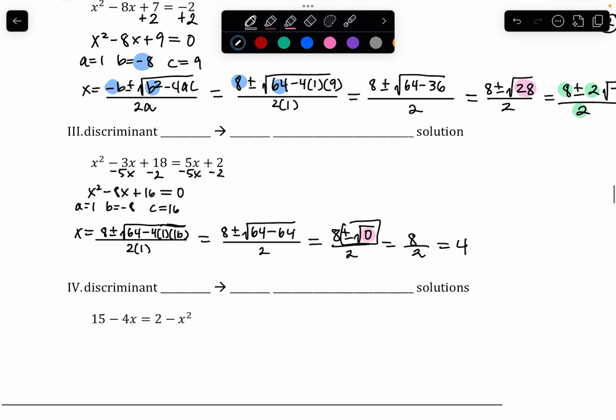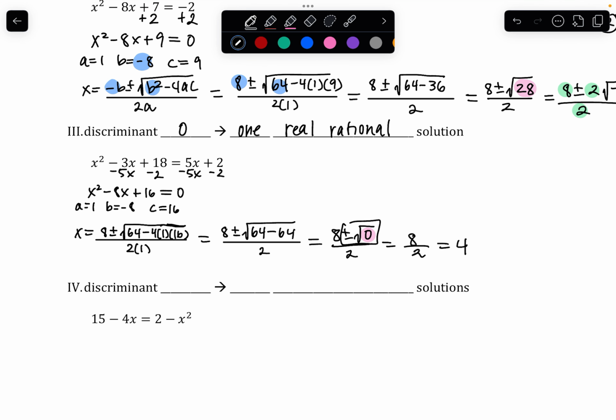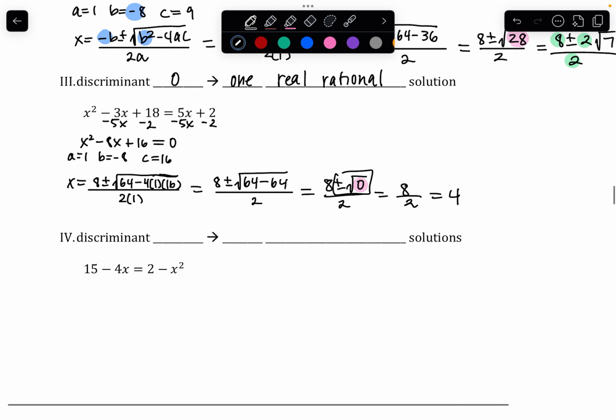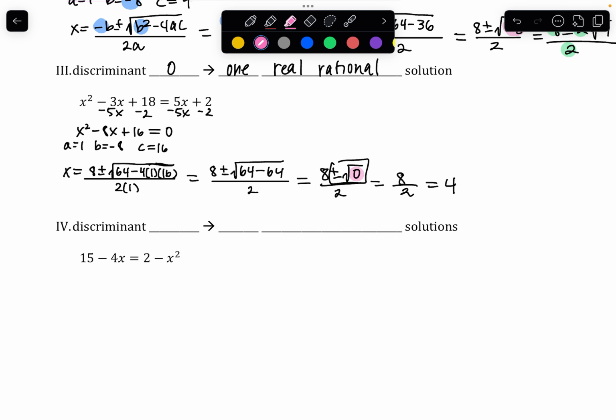And so whenever you end up with a discriminant of 0, you're only going to have one real solution, and it's going to be rational because your square root is gone. Anytime your square root goes away, it's rational, it's nice, it's going to be a nice number. Could be a fraction, but it's still not going to have a radical. Okay, and so our solution was 4.